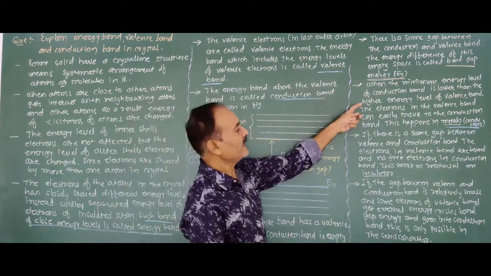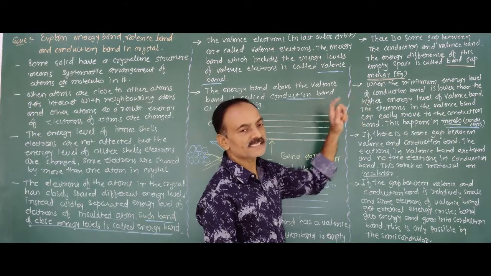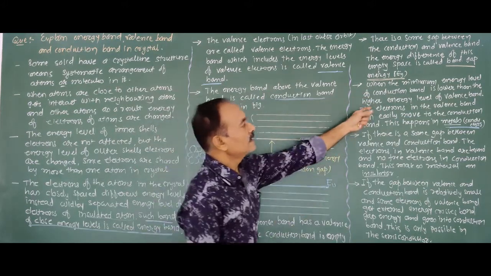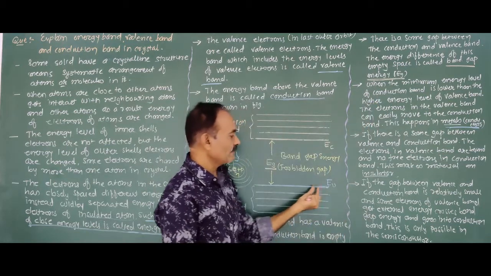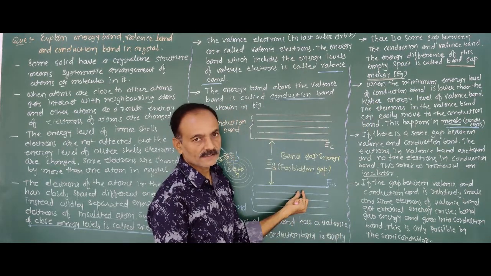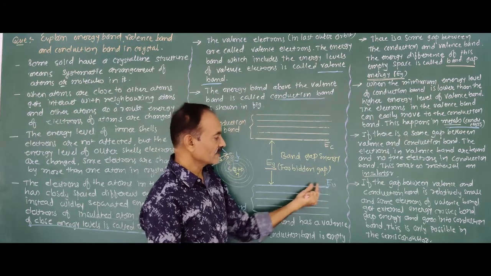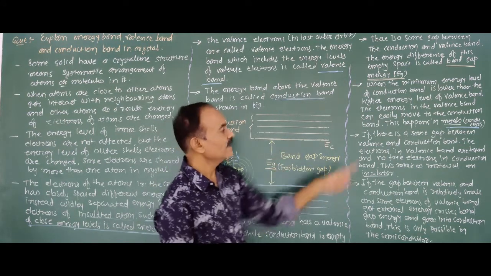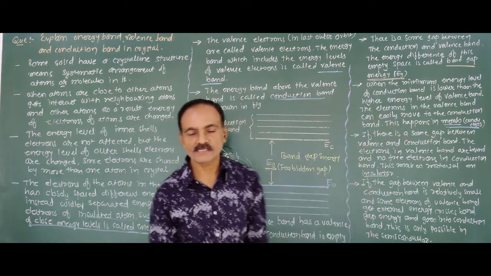Again, when the minimum energy level of the conduction band is lower than the highest energy level of the valence band, the valence electrons easily move to the conduction band, and this happens in metals or conductors only.